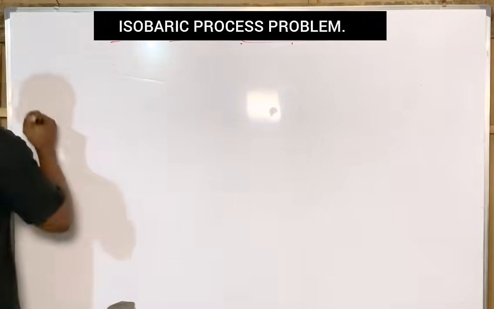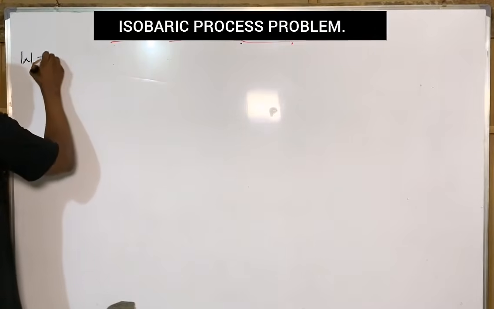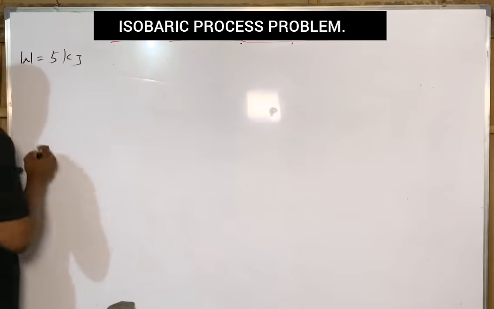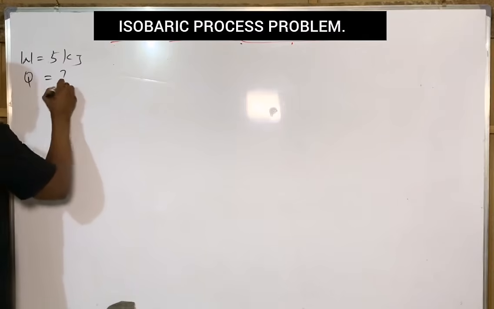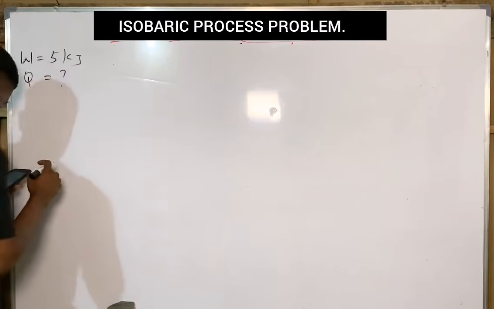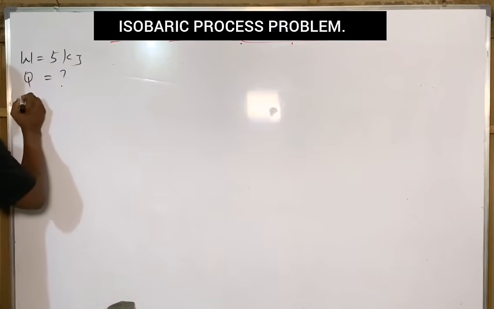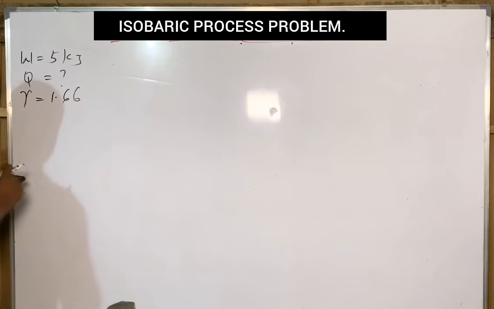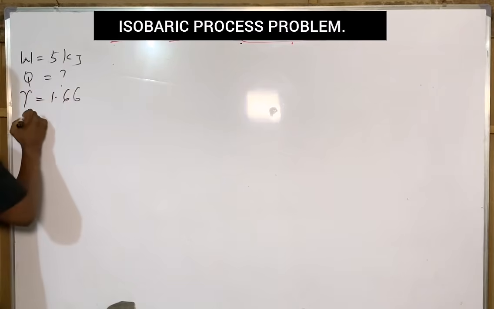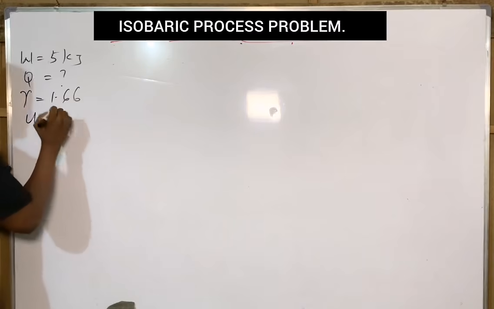We are given that the work done is equal to 5 kilojoules, and we're asked to find the heat transmitted, Q, unknown. We are given the ratio of specific heats, gamma, to be 1.66. And we're asked to find the heat transmitted and then how much of this heat is used to raise the internal energy. So basically we're asked to find the internal energy, U, unknown.